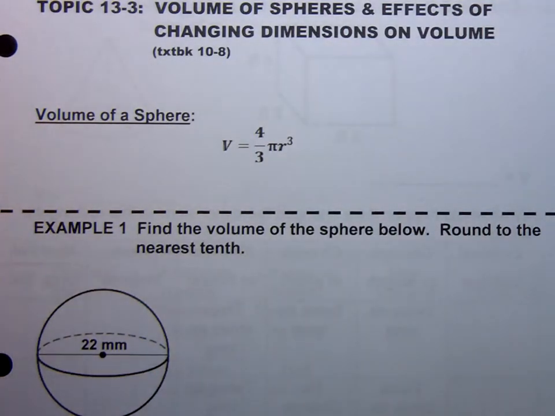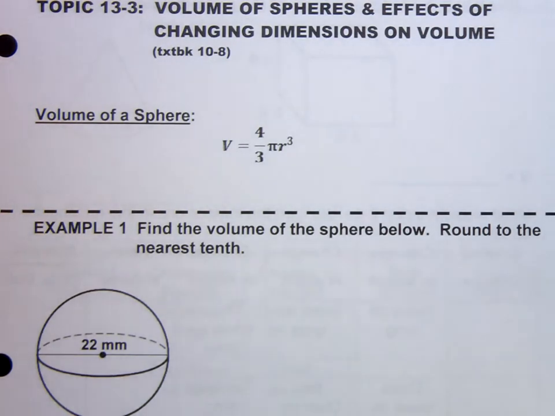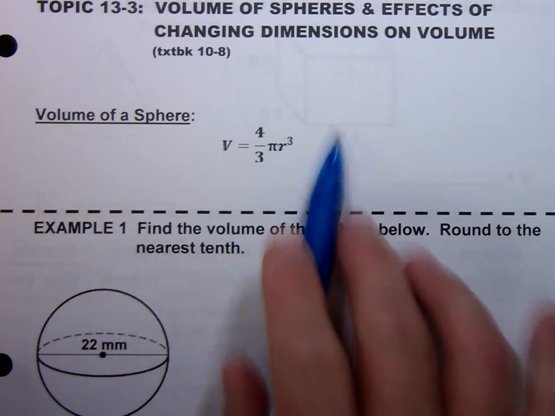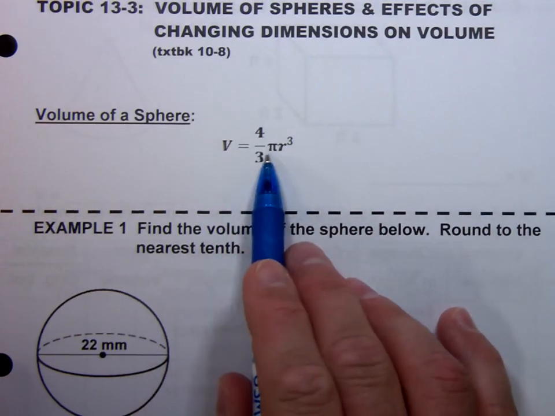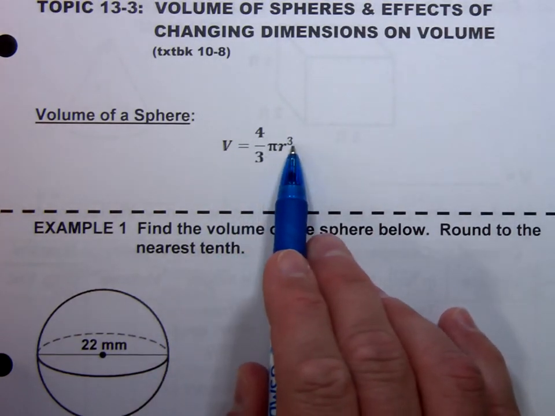Alright, today we're going to talk about the volume of spheres, and we're going to spend most of our time on the effects of changing dimensions on volume. So first, volume of a sphere, here is the formula. It's 4/3 times pi times radius cubed.